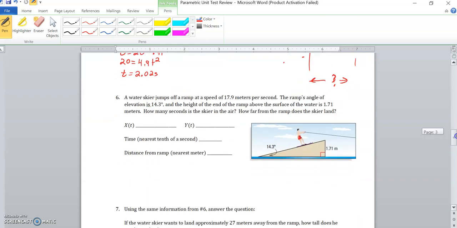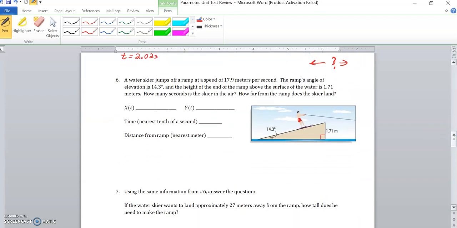Let's look at our next one, number 6. We've got a ski jump that has an angle. So these get a little more tricky. So again, our general equation in the x direction is going to be our initial velocity, so 17.9 times cosine of our angle.